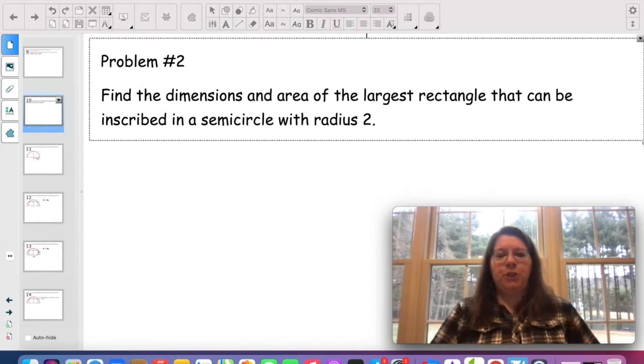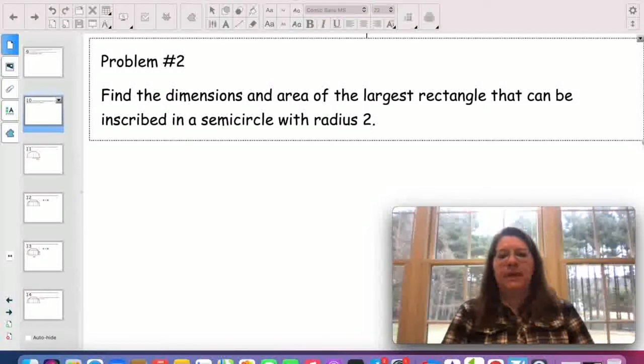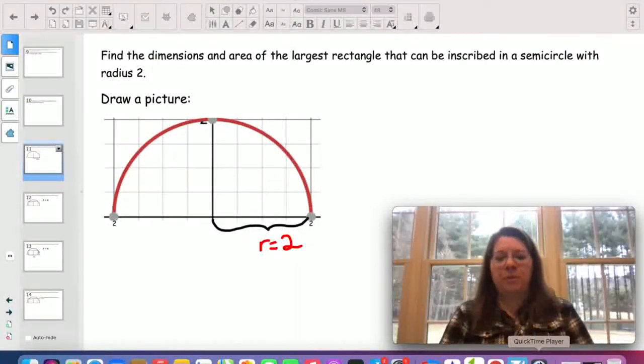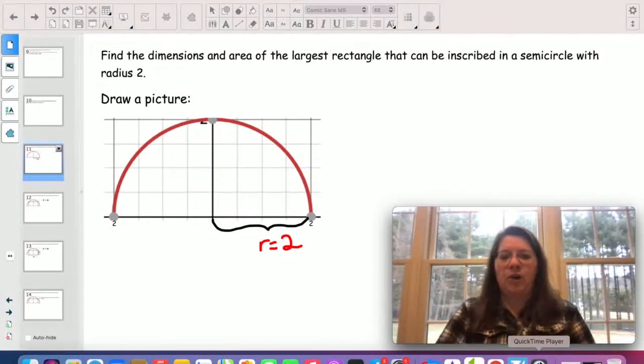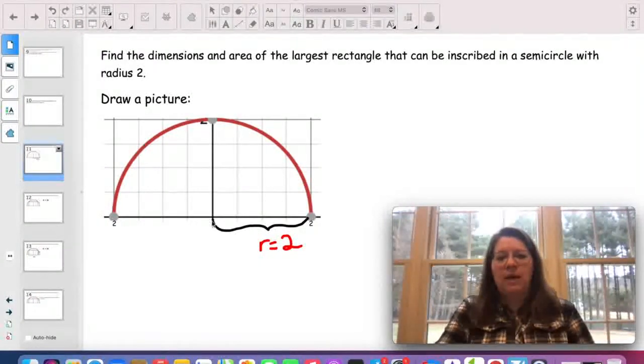For problem number 2, it says find the dimensions and area of the largest rectangle that can be inscribed in a semicircle with radius 2. So the first thing I'm going to do here is draw a picture. I'm drawing the picture purposefully so that the center is at the origin, so that it will make it easier for me to find the dimensions of the length and the width. So here I've got it drawn. The radius is 2. Your origin is right here. I only included the positive part of the semicircle, in other words, where we go right and up or left and up to get to our semicircle.